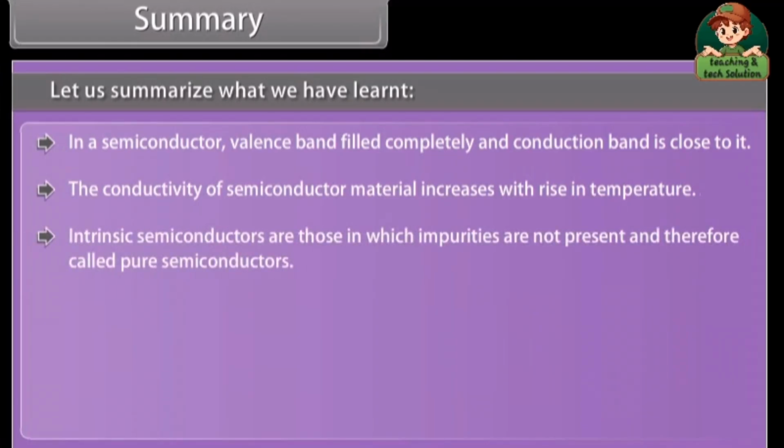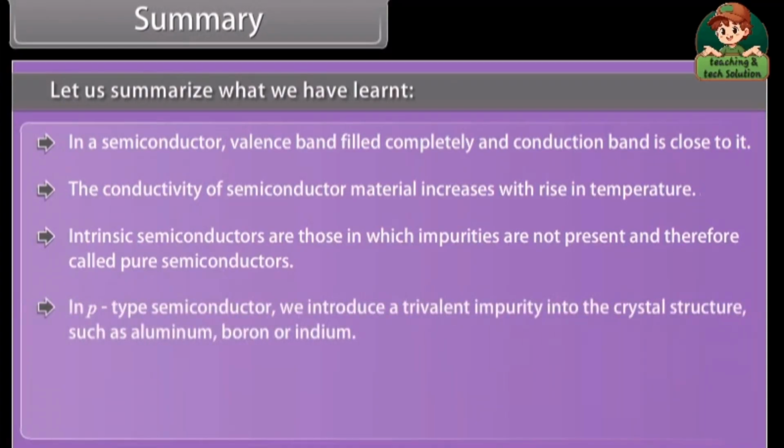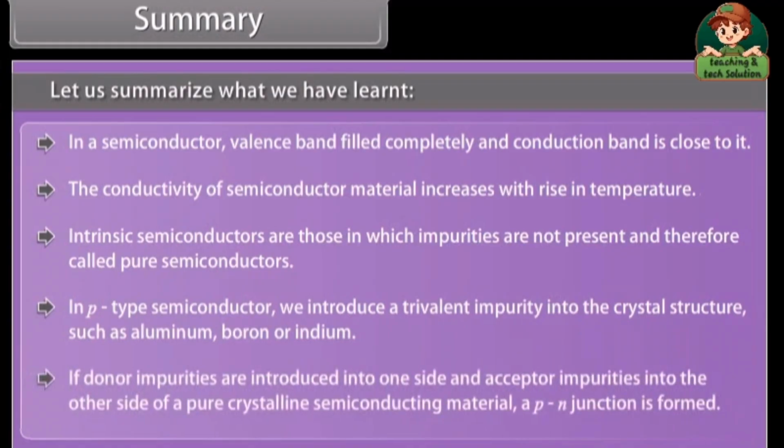Intrinsic semiconductors are those in which impurities are not present and therefore are called pure semiconductors. In a P-type semiconductor, we introduce a trivalent impurity to the crystal structure, such as aluminium, boron or indium. If donor impurities are introduced into one side and acceptor impurities into the other side of a pure crystalline semiconducting material, a PN junction is formed.